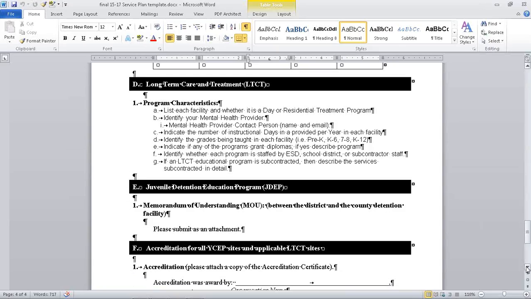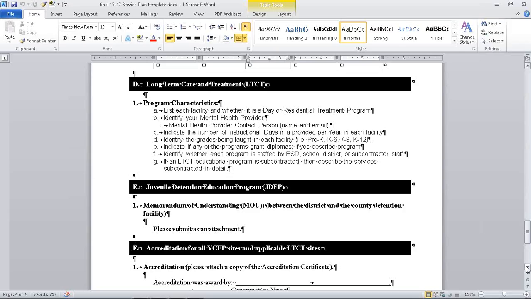Next, section D is only for long-term care treatment. JDEP and YCEP do not have to complete section D. You would list those things. Are you a day residential? Or identify your mental health provider, and so forth. And then describe the services subcontracted in detail, like for instance, letter G. If you're only subcontracting for the EA, you can talk about the EA and so forth.